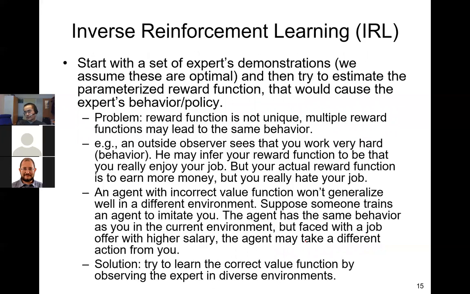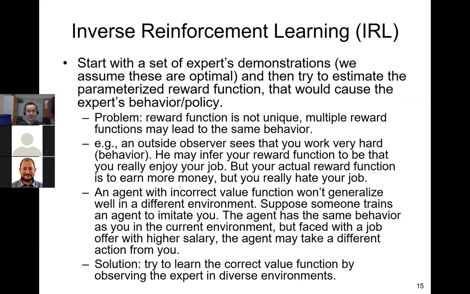The next approach is inverse reinforcement learning. Start with a set of expert demonstrations. We assume they're optimal because it is the expert. Then we try to estimate the parameterized reward function that would cause the expert's behavior policy. Behavior is pretty much synonymous with policy. The problem is that the reward function is not unique. Multiple reward functions may lead to the same behavior.